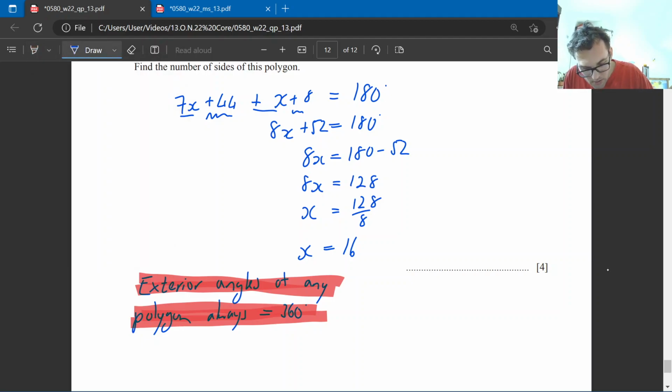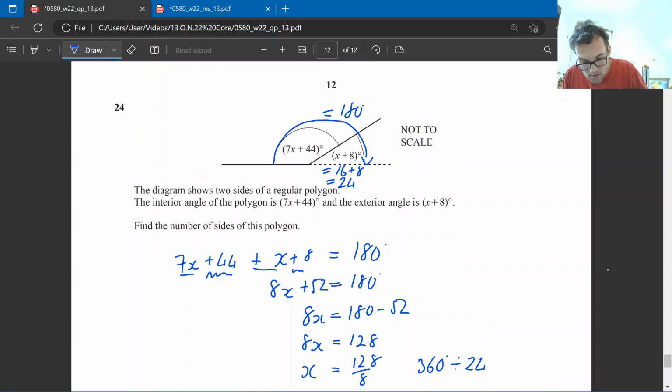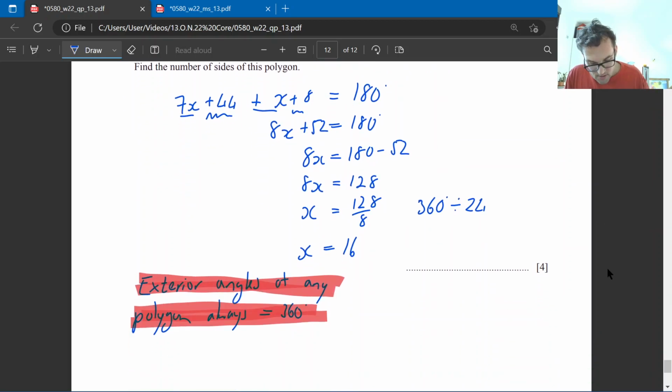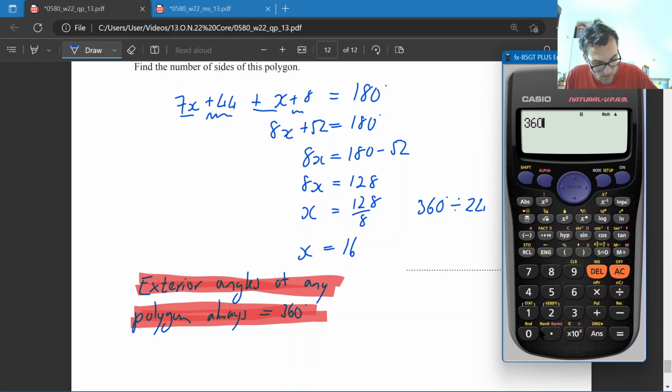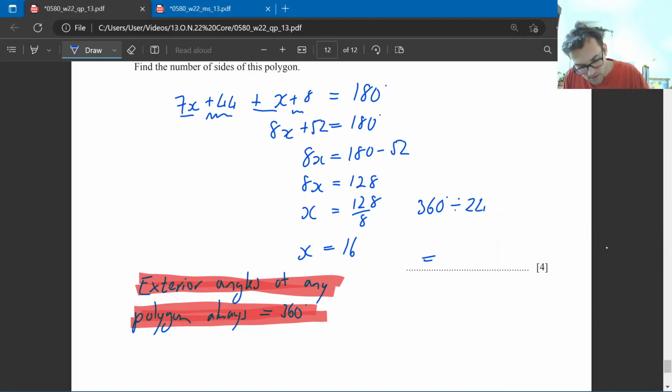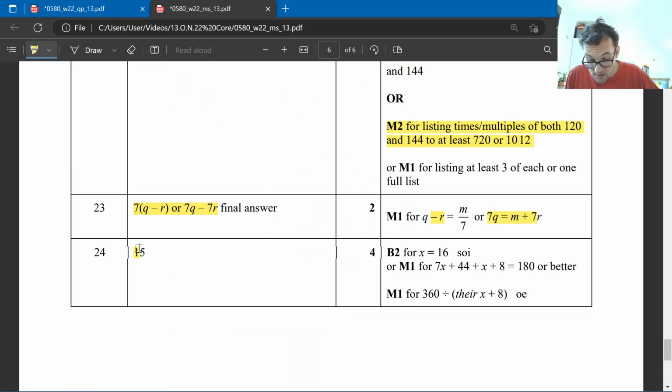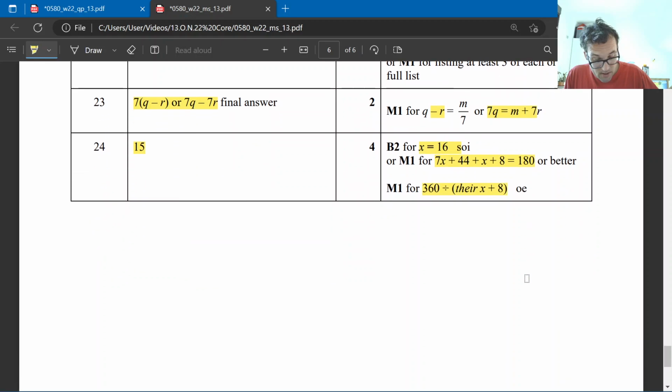So that means all we need to do now is do 360 divided by 24, because that's just how big this angle is. It's 24 degrees. 360 divided by 24, and the answer is 15 sides. There we go, 15 sides. 2 marks for getting x 16, 1 mark for writing that equation. There, 360 divided by that gives you the answer.